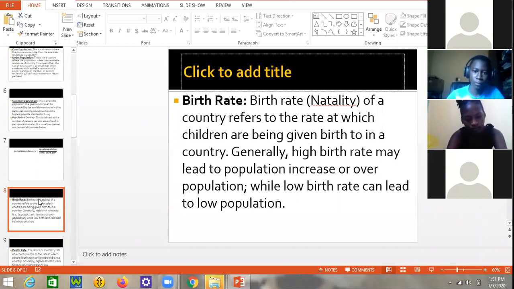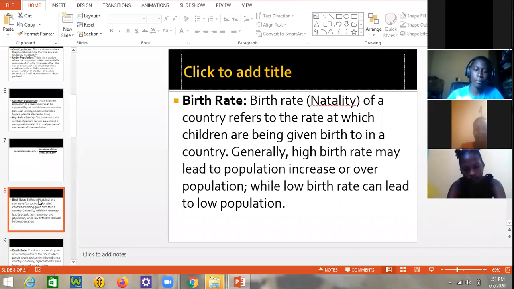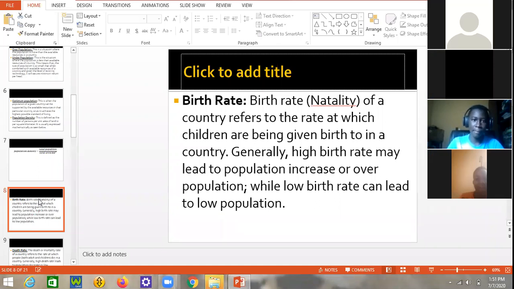Another concept is birth rate. Birth rate, also called natality of a country, refers to the rate at which children are given birth to in a country. Generally speaking, a high birth rate may lead to population increase or overpopulation, while a low birth rate can lead to low population.